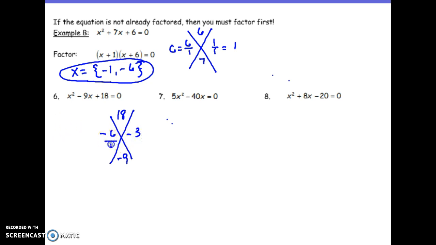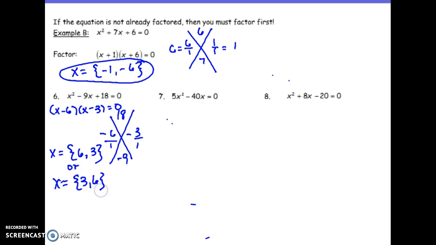So when you factored it, you would have x minus 6 and x minus 3. And when we set that to 0, our solution set would be 6 and 3, or 3 and 6. You really want to have the answers in numerical order. So 3 and 6 would be the best answer.